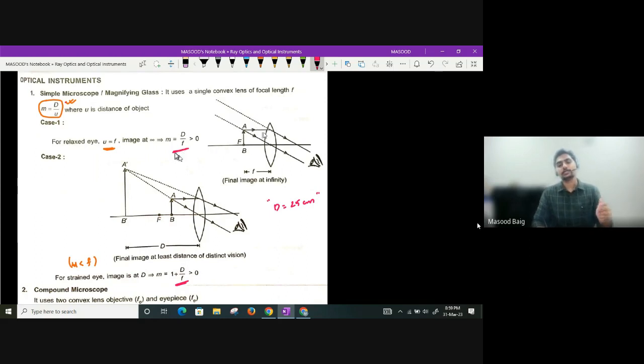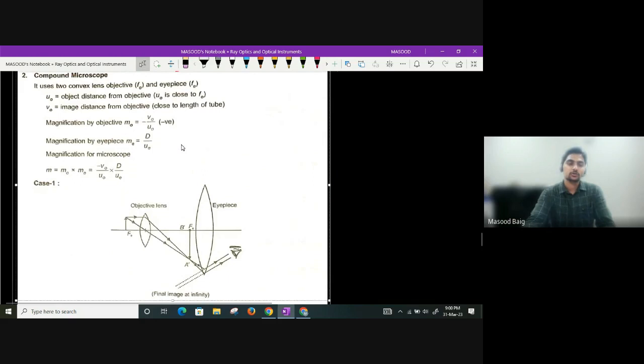Maximum magnification, strained eye condition. In strained eye condition, final image will be formed at least distance of distinct vision. Right? Minimum magnification in relaxed eye condition. In relaxed eye condition, image will be formed at infinity. Whatever is the function of a convex lens used in simple microscope, same will be the function of eyepiece lens used in compound microscope and astronomical telescope. Is that clear?